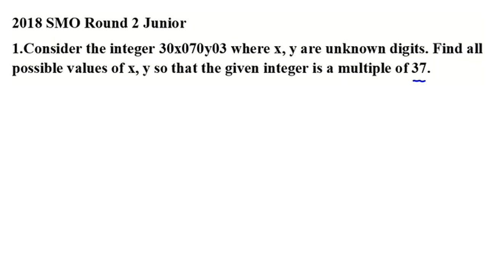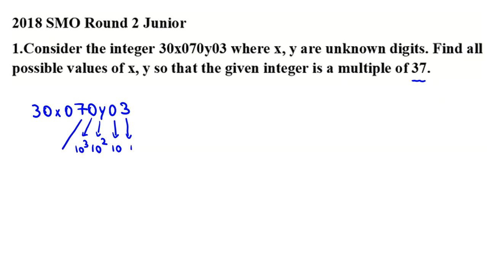So the problem says, consider mod 37. Here, if you want to write this number, the idea is important. Let's write this number, and we should multiply each digit by a power of 10. The tenth digit by 10, the next digit by 10 squared, then 10 cubed, 7 times 10 to the power of 4, then 10 to the power of 5, 10 to the power of 6, 10 to the power of 7, and this one, 10 to the power of 8.